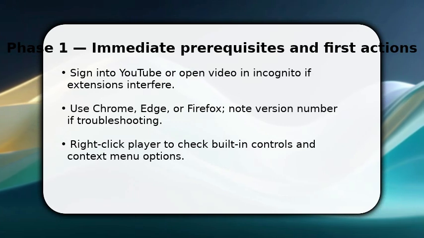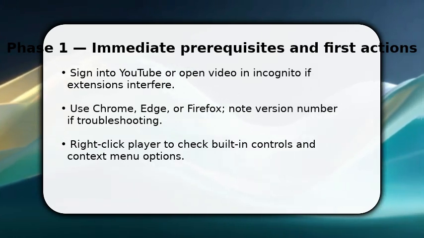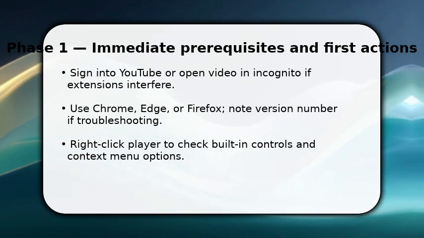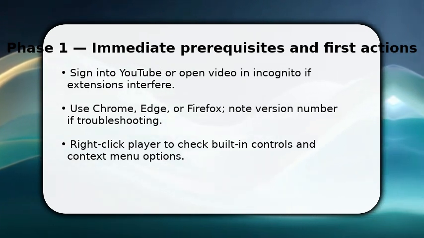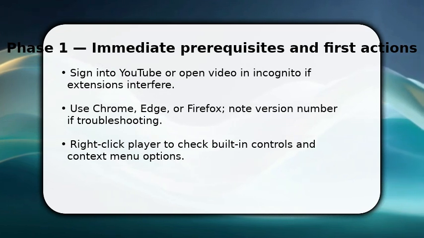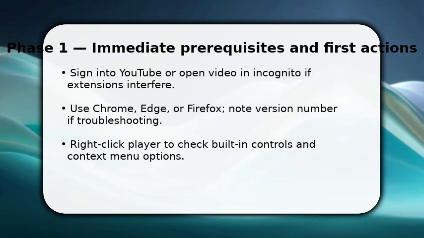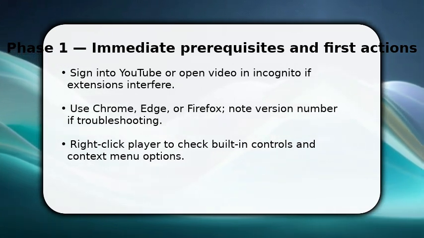You start by choosing the browser you will use because extensions and flags differ. Open the YouTube video and sign in or use incognito to isolate account settings. This helps you test without cookies. Right-click the player to reveal YouTube's context menu so you know what's native versus added.